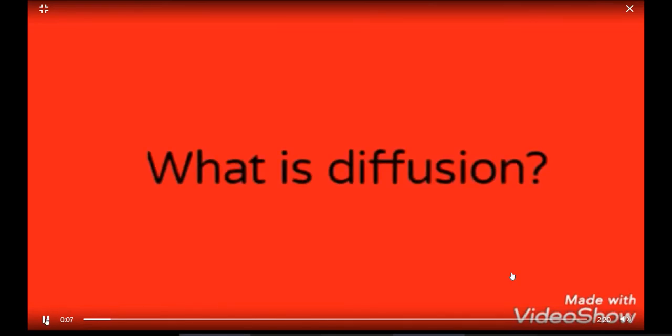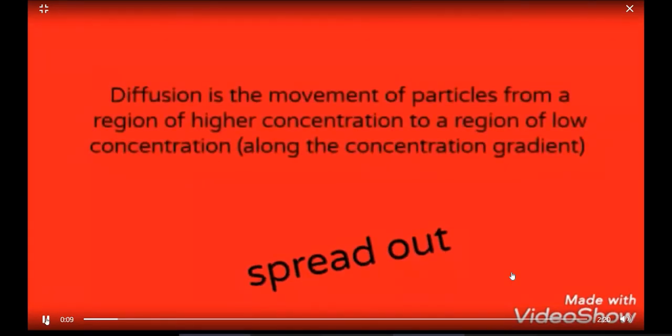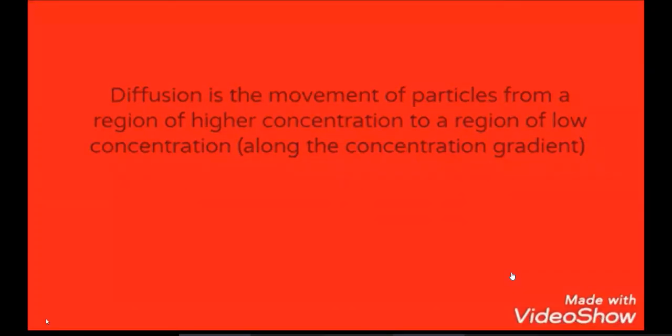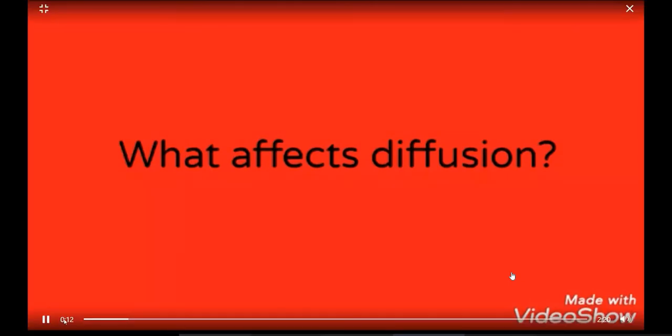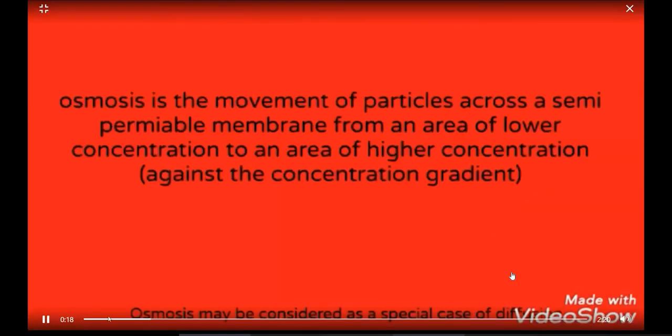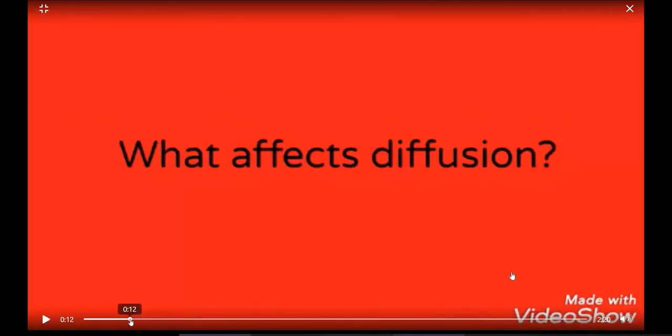Okay. Today's topic is diffusion and osmosis. First, we're going to start with the definition of diffusion. Diffusion is just the spreading out of particles. What affects diffusion? Many things affect diffusion, such as molecular mass, temperature, density, and much more. What is osmosis? Osmosis is the movement of particles.